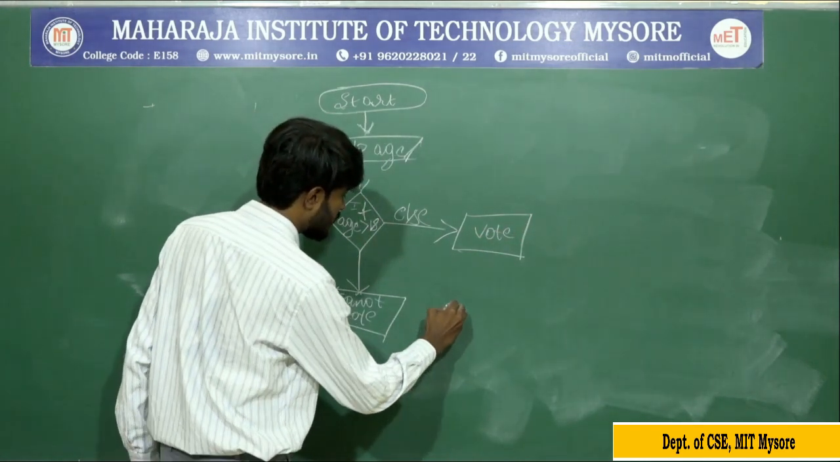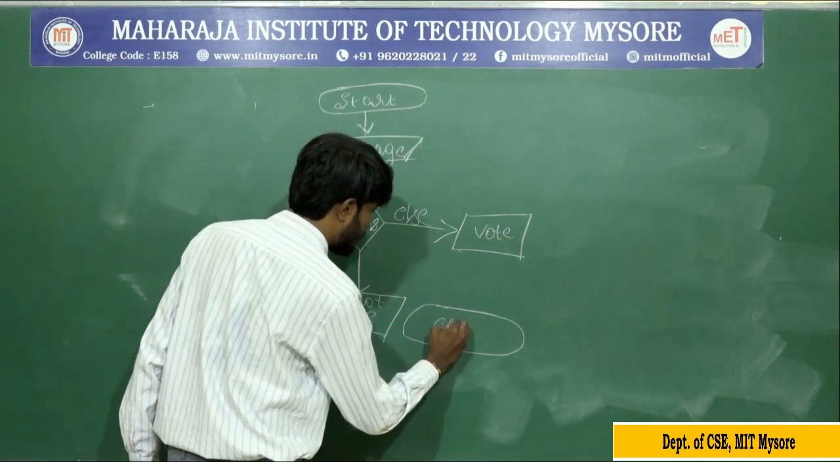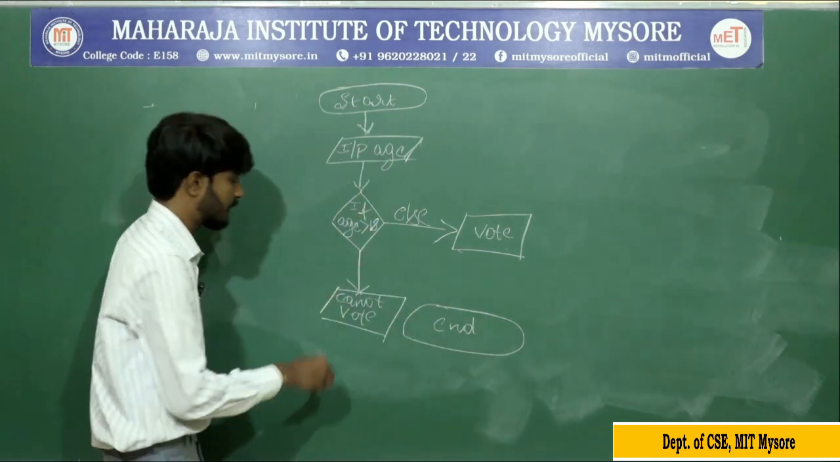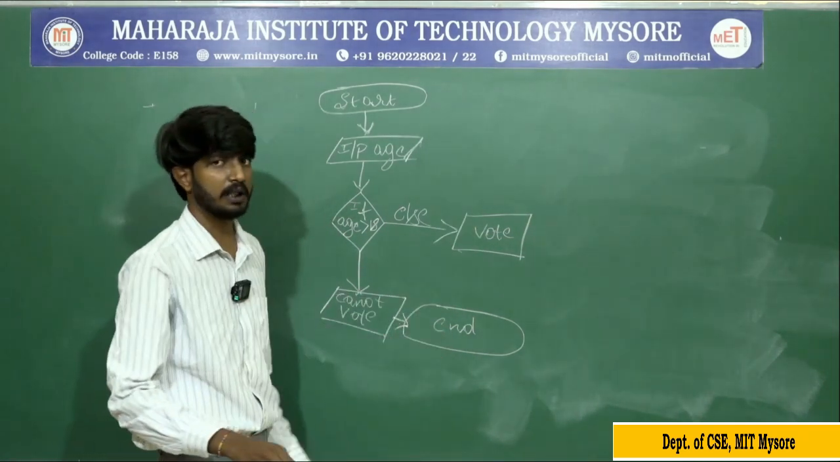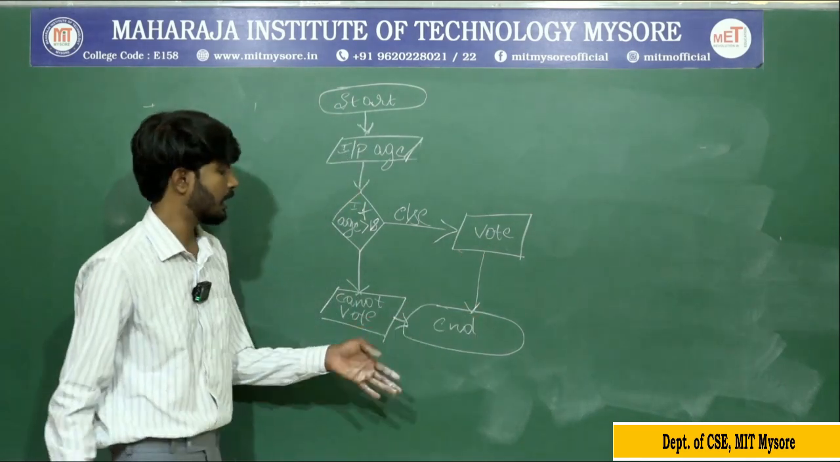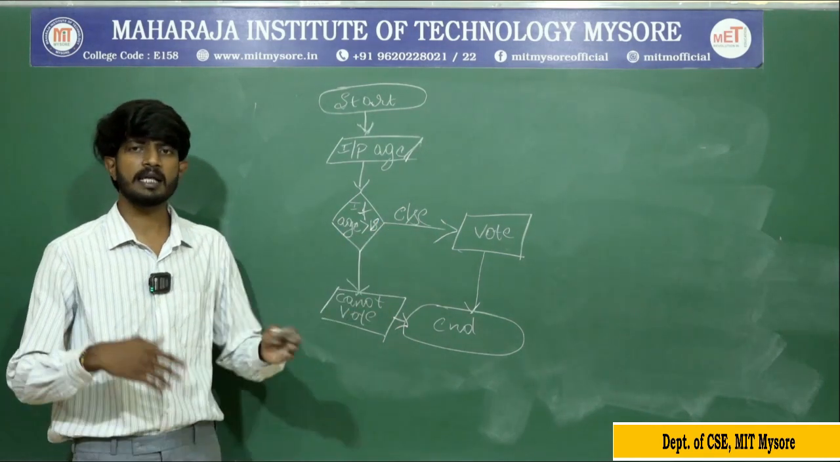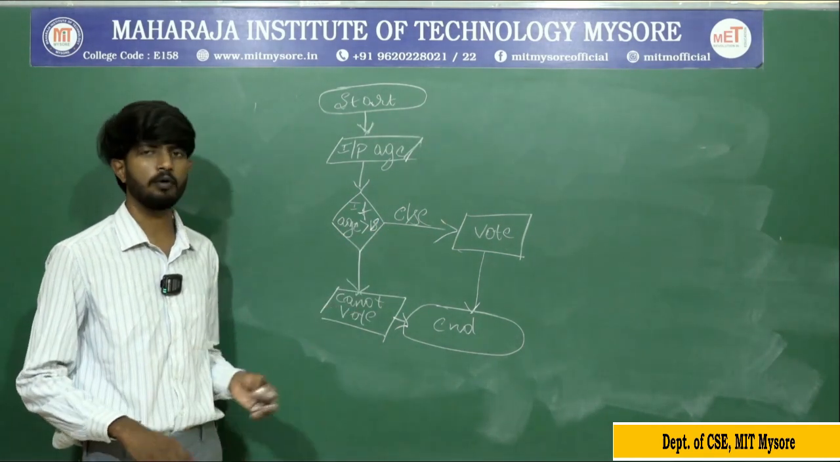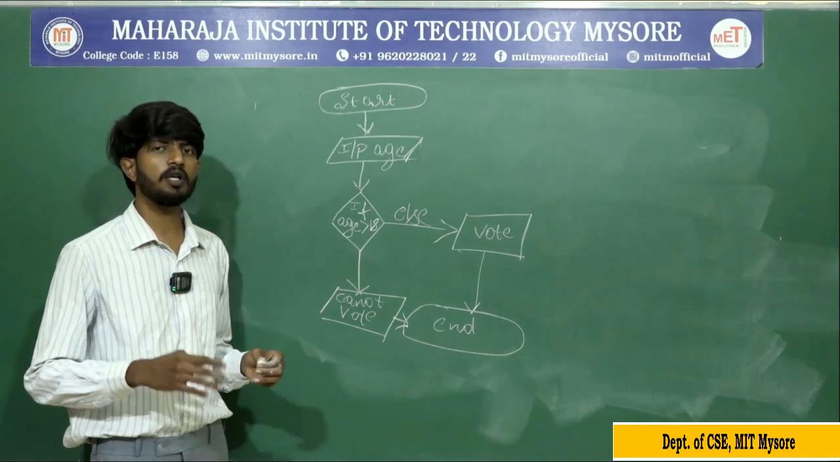The next is the overall end of the program. If he cannot vote also, the program should end. If he can vote also, the program should end. So the end will have two outputs: he can vote or he cannot vote. So this is what we are going to do in a flowchart.